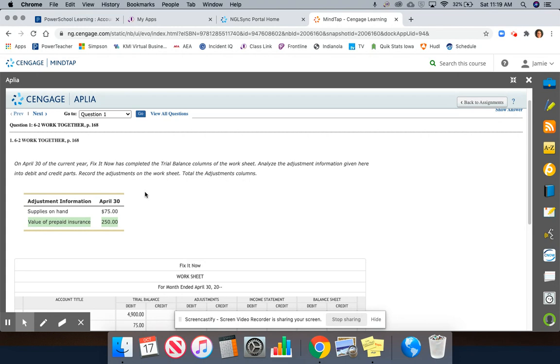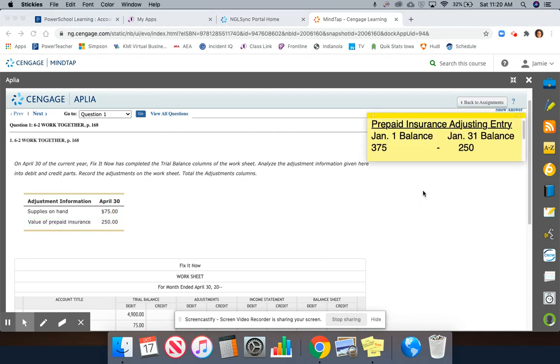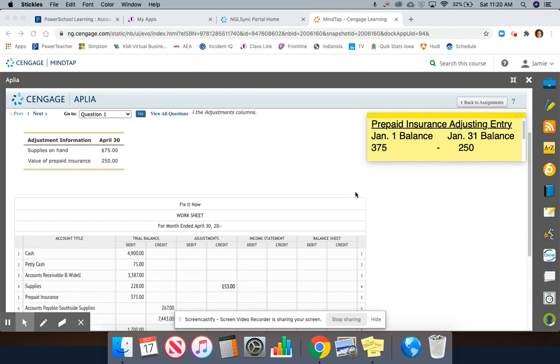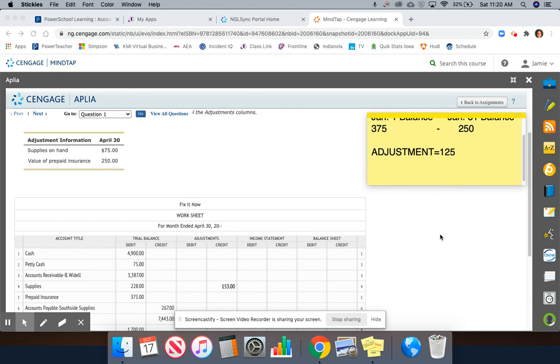So we need to make an adjustment. Do not use these numbers as the adjustment. You have to do some basic math first. So our beginning balance for prepaid insurance from the trial balance column is a debit of $375. At the end of the month, we had $250. So our actual amount that we need to adjust is $125.